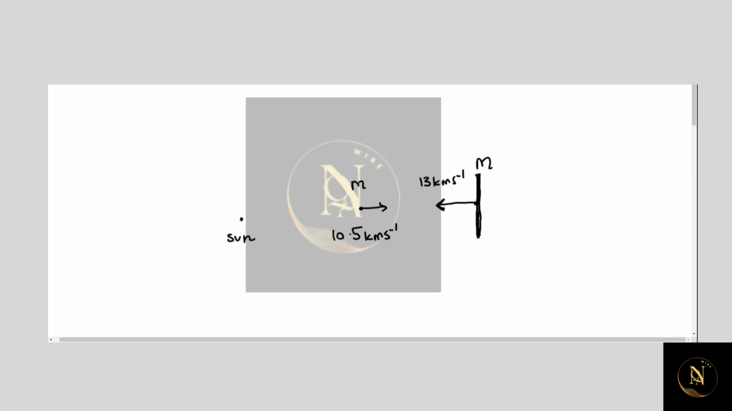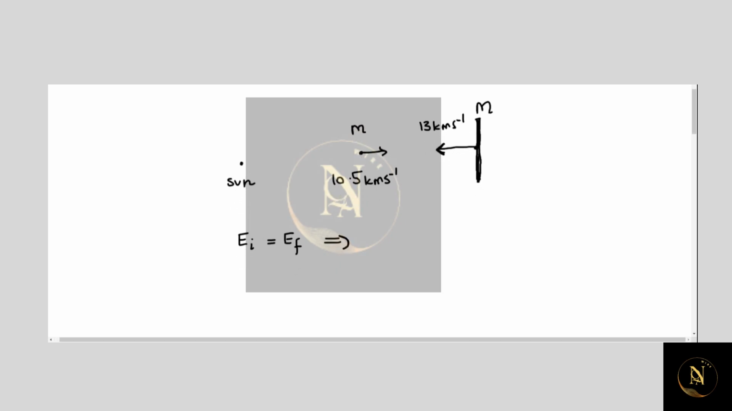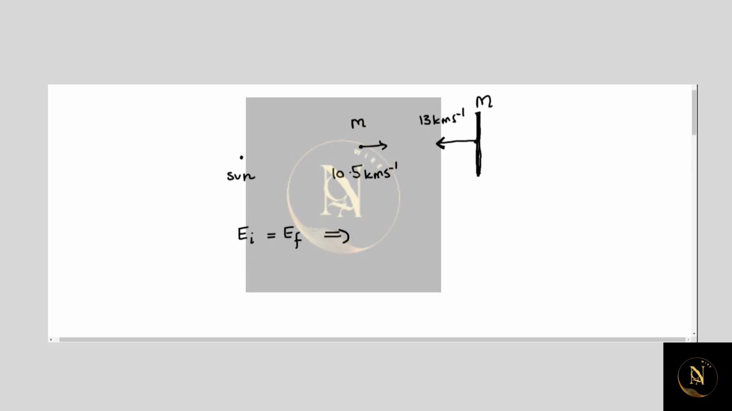Now, speeds relative to the sun are given. So the spaceship is moving at a speed of 10.5 kilometers per second, and our barrier is moving at 13 kilometers per second. Now, we know that this collision is elastic. And how do we know that? Well, the energy must be conserved. So the initial energy must be equal to the final energy. And whenever that happens, the collision is elastic, and the speed of approach is equal to the speed of departure.